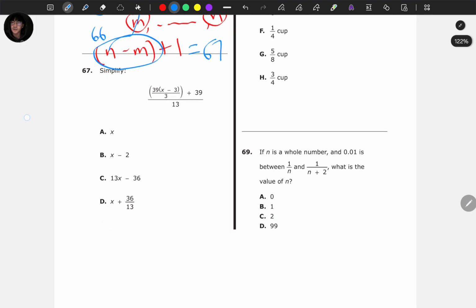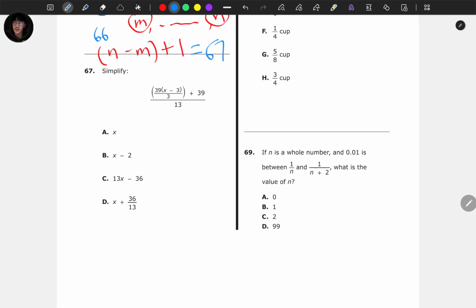Okay, simplify. So in order to do this, there are a few ways. You could do PEMDAS. I'm going to do it with PEMDAS, but if you wanted to, you could multiply the top and bottom by the same number to simplify this complex fraction. You should do it that way too as an exercise. But here, PEMDAS is going to tell me to do this first, okay?